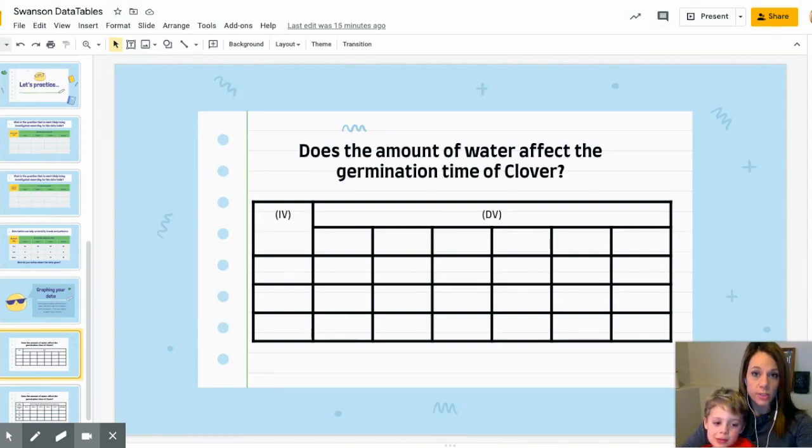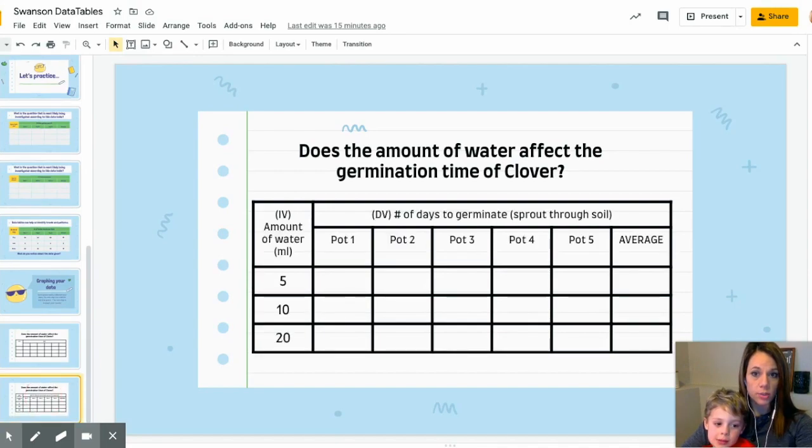This is how I would set this up. This is how our data table is going to look. We've got amount of water, because that's our independent variable. And I said the other day, we're doing 5 milliliters per day, 10 and 20. And we're not just doing one plant for each of those. We're doing 5 different plants for each different amount of water. So I've got number of days to germinate or sprout, because that's what we're measuring. I've got pot 1, pot 2, pot 3, pot 4, pot 5.